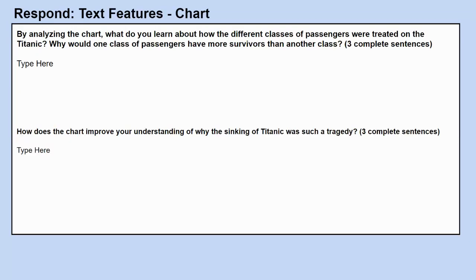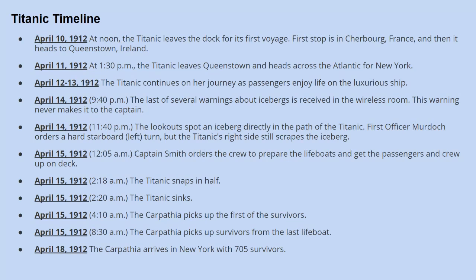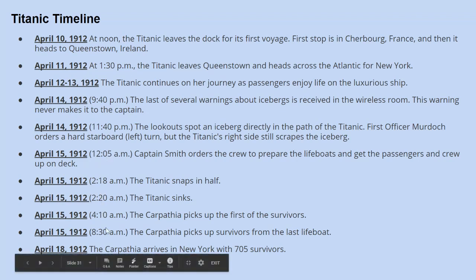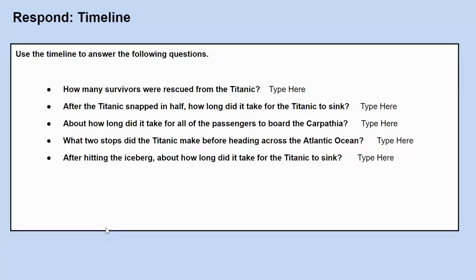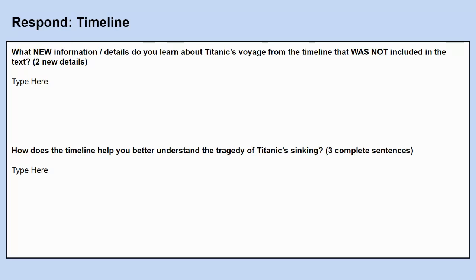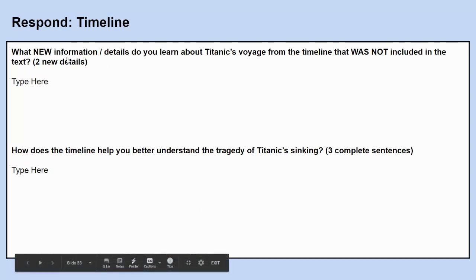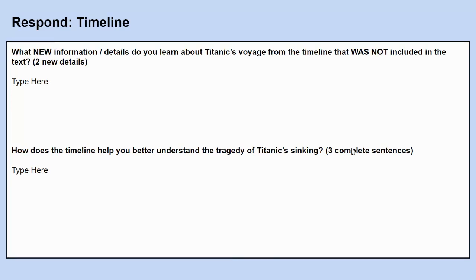You're then going to come across a timeline that gives you an overview of the Titanic. As you go through these different dates, you're going to come across some events that have the same date. And so you're going to look at the time showing you when specifically that day those events happened. You're going to use that timeline to help you answer the questions about the timeline and to answer your written response. Remember, if it asks you for 2 details or 3 complete sentences, you are expected to meet that requirement.